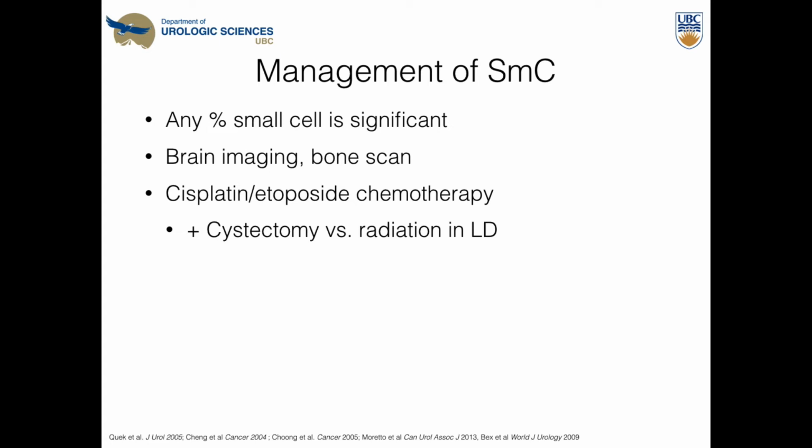One of the main pillars of treatment for small cell of the bladder is chemotherapy, and cisplatin etoposide is the recommended regimen. In bladder cancer, after chemotherapy, there's usually a consolidative therapy if the disease is localized, and that's either cystectomy or radiation. And we'll talk about those two options.